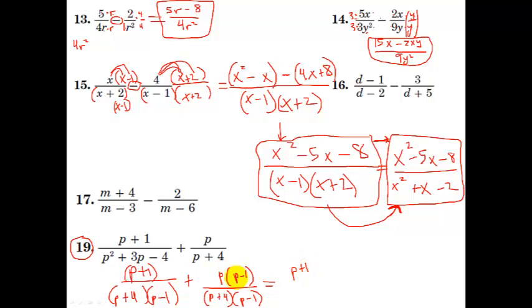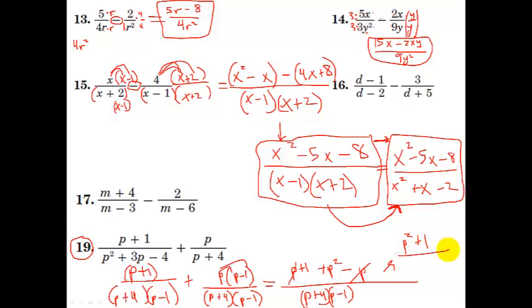Now over here I'm going to go p squared, and p squared there, and then p times negative 1 is minus p. That's pretty cool. Then over here I got my p plus 4 multiplied by my p minus 1. Keep it going. Now this p right here is going to cancel out with this p right here, and that gives me my final answer, which is p squared plus 1 over, let's multiply this out, p squared plus 3p minus 4.